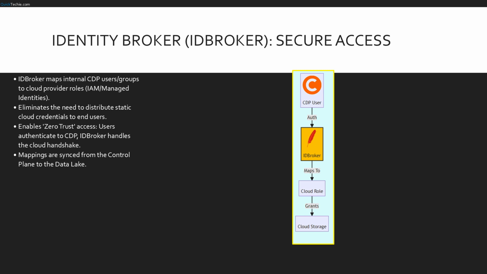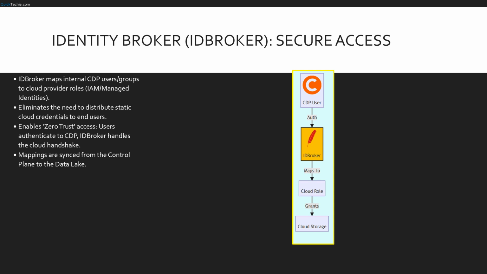Instead of giving a data scientist permanent AWS keys, you map their group to a role with S3 access. When they run a job, ID broker transparently exchanges their identity for a temporary access token. This eliminates the risk of credential leakage and simplifies access management across the environment.